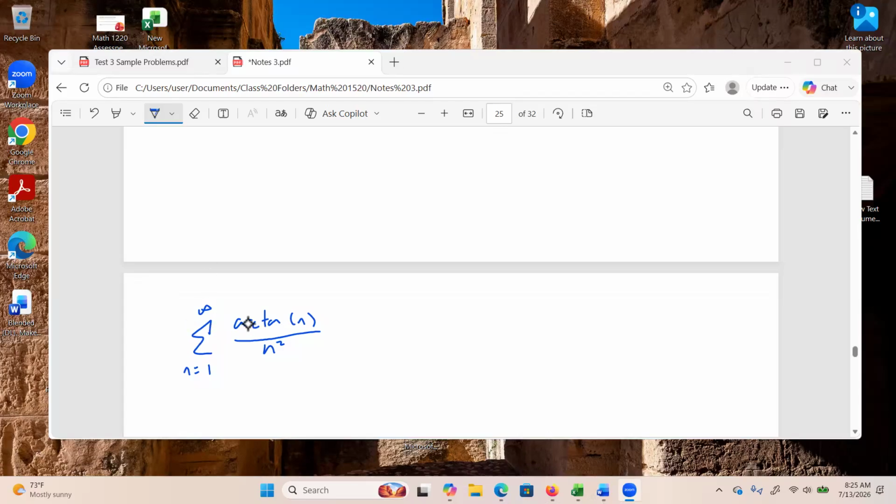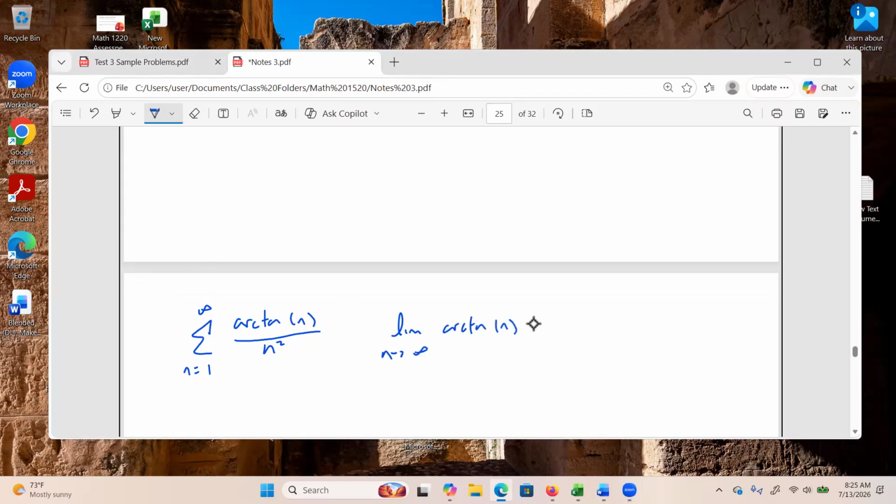We are looking at the series from n equals 1 to infinity of arctan of n over n squared. We're going to do this by the comparison test. So the first thing I'm going to do is say the limit as n goes to infinity of arctan of n is equal to pi over 2. If n goes off to infinity, arctangent of infinity, not really, but a really big number, is pi over 2.